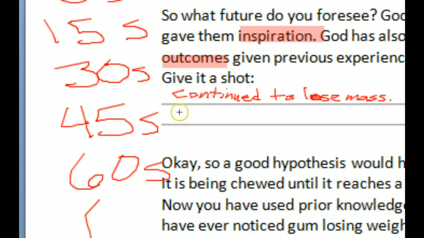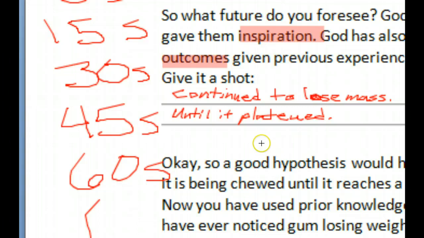So we are also trying to say that at one point it kind of flattens out, right? It's going to lose mass until it reaches a particular point, and then it's going to stop losing mass. So it continues to lose mass until, and we can just say something like until it plateaued or stopped losing mass, something along those lines. Oh yeah, how do we spell plateaued? No idea. There we go. Maybe it's right. All right, so that should have been your prediction.